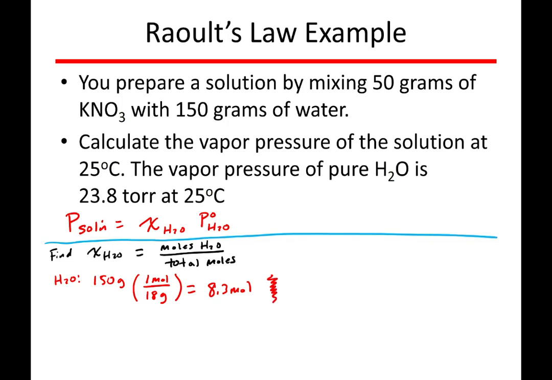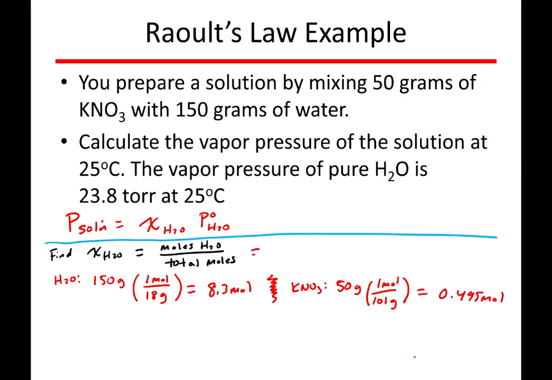Then we can also take a look at the potassium nitrate. We know that we have 50 grams of that, and we could divide that by the molar mass of potassium nitrate, which is 101 grams per mole. Therefore, we have 0.495 moles of potassium nitrate.